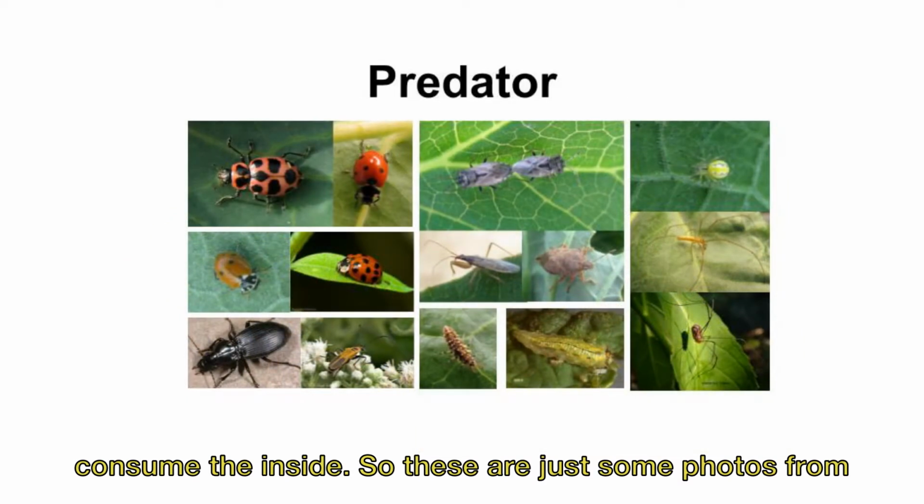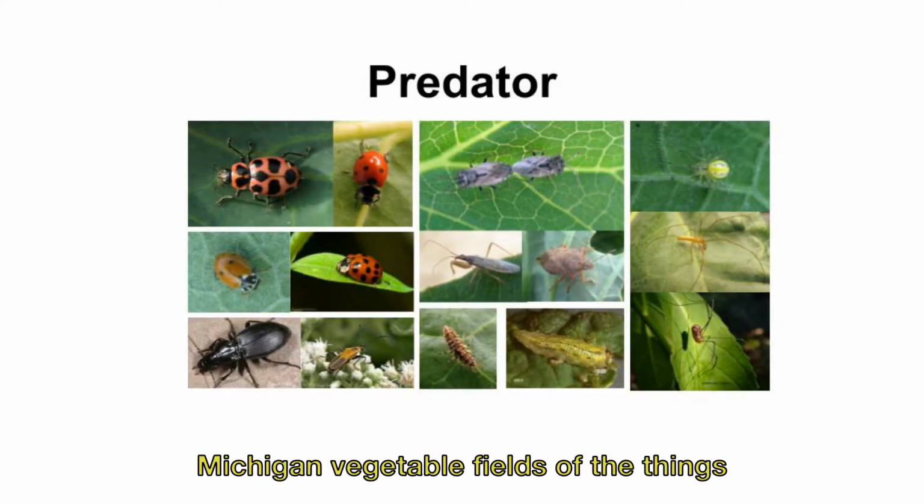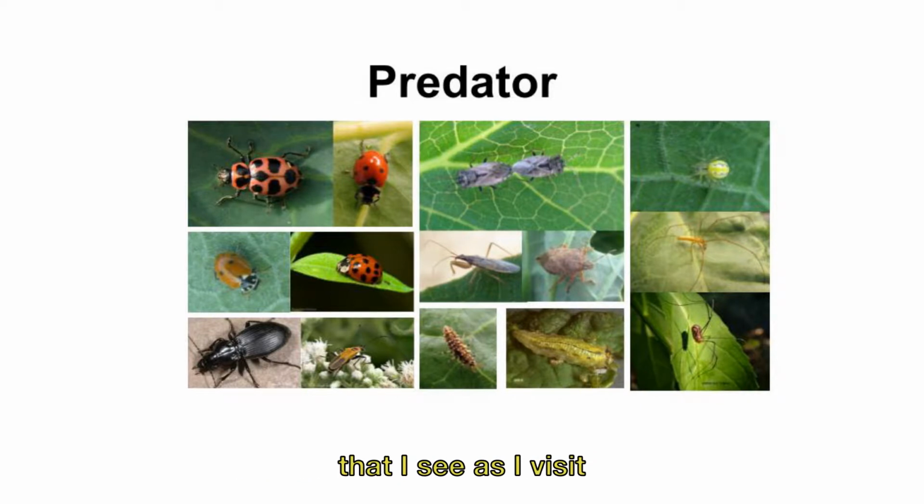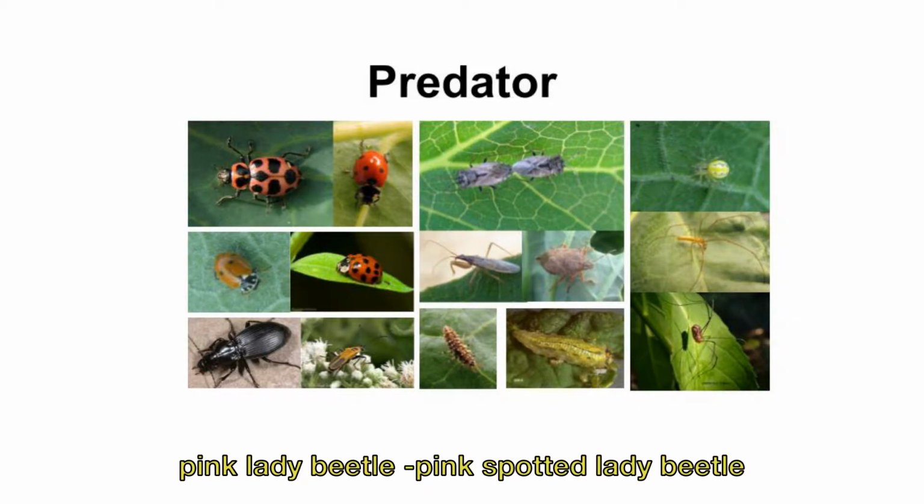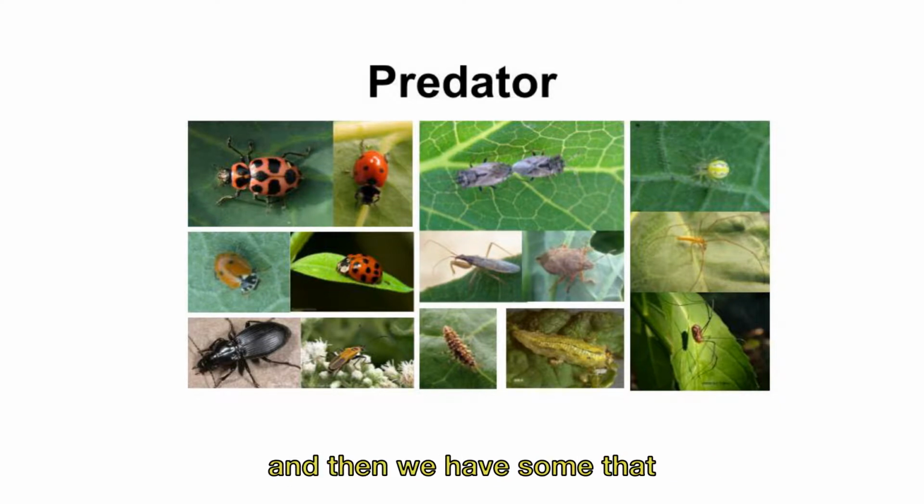So these are just some photos from Michigan vegetable fields, the things that I see as I visit fields. We have quite a few species of lady beetles. We have some that are native. This is our pink lady beetle, pink spotted lady beetle, and then we have some that are invasive. This is the Asian lady beetle. The lady beetles in general are good predators of aphids, but they will also eat eggs of just about anything.